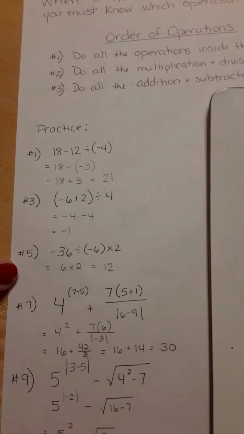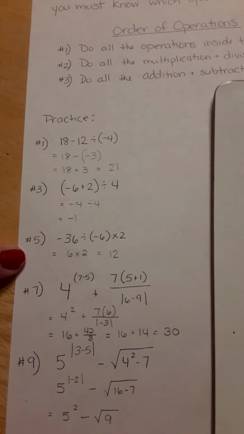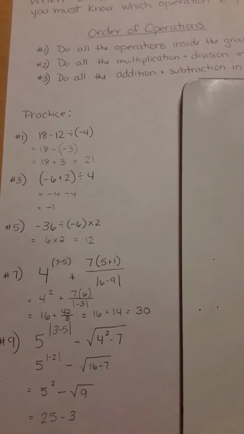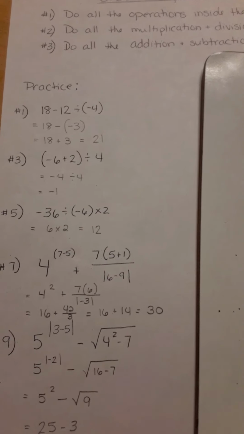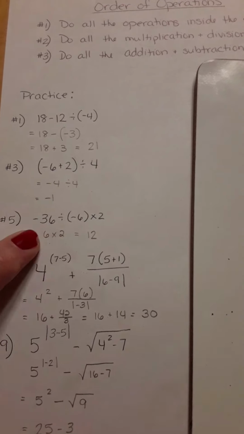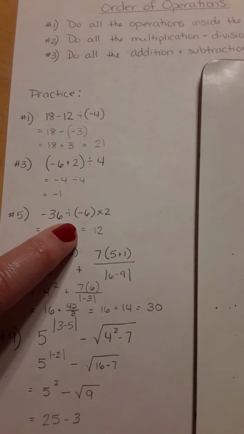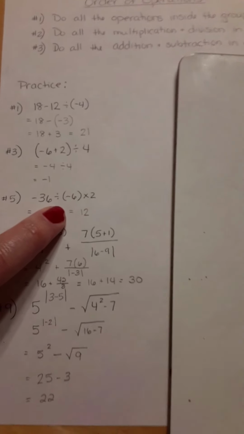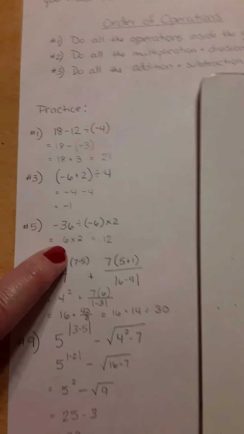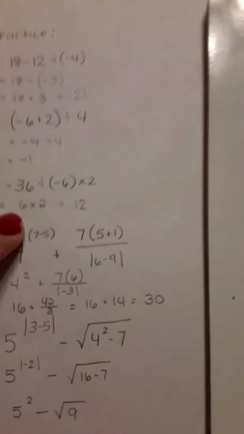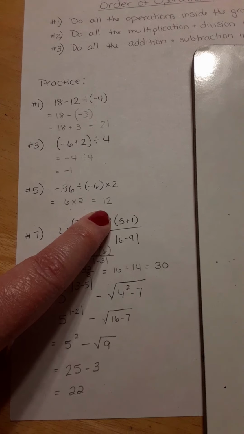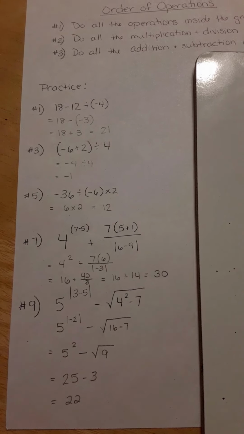Looking at problem number 5 here, we have multiplication and division. Okay, our order of operations says I have to go from left to right. So I need to first start out with 36 divided by 6, and they're both negatives. So remember the rule, if I divide them both by the same sign, the answer has to be positive, and 36 divided by 6 is 6. Now I'm going to go ahead and do the multiplication by 2, which gives me my final answer of 12.